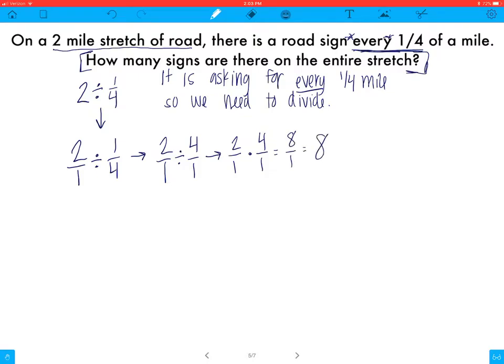Now, do you see how that answer is far more reasonable than saying what the product would be if I multiplied? Remember, the product, if I multiplied, would just be half. Does that make sense? No, there are 8 signs.